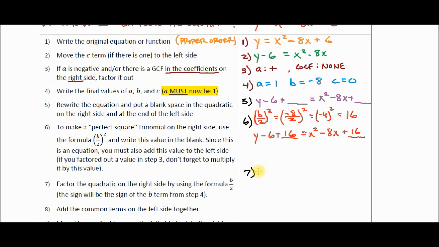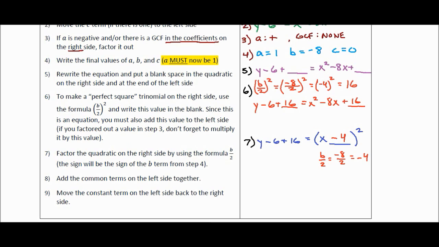So now for step number 7, we're going to rewrite this as y minus 6 plus 16 is equal to, and the way you factor this class is you're going to write x, put a blank right here, and then a parentheses and a square. And what's going to go in this blank is going to be b over 2, which in this case is negative 8 over 2, which is equal to negative 4. So you're going to write in here negative 4. What we just did was we just factored the right side of this equation. x squared minus 8x plus 16 will factor to x minus 4 times x minus 4. We can write that as x minus 4 as a binomial squared. So there is step number 7.